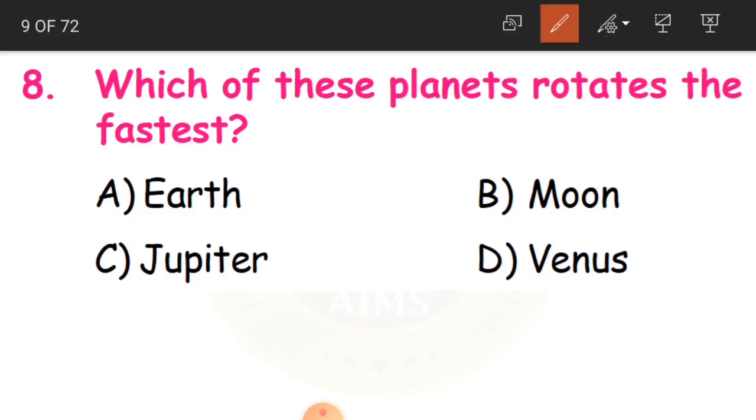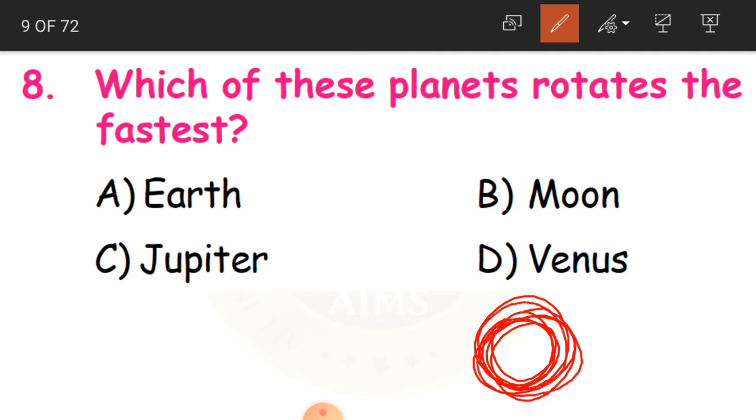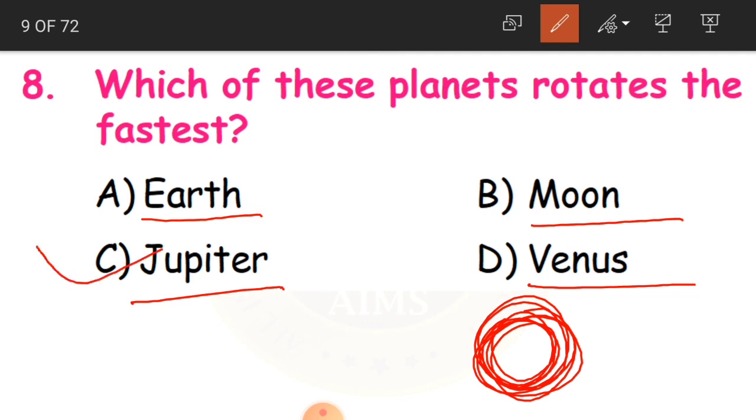Now the eighth question, which of these planets rotates the fastest? Compared to all the planets, this particular planet rotates, spins, very fast. Is it Earth, Moon, Jupiter or Venus? For your clue, I will give one more hint: this is the largest planet among all the 8. It is nothing but Jupiter. Okay, children, the answer is Jupiter.